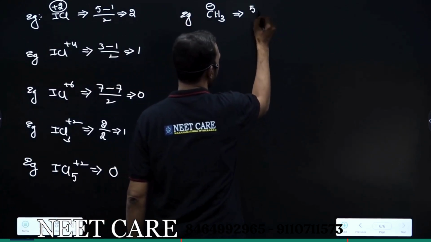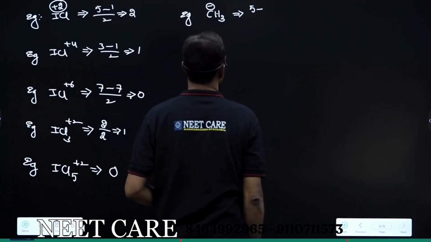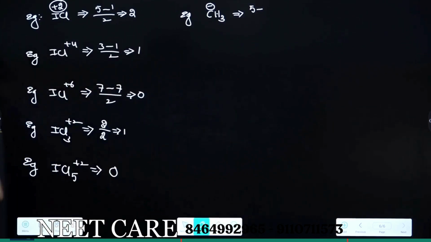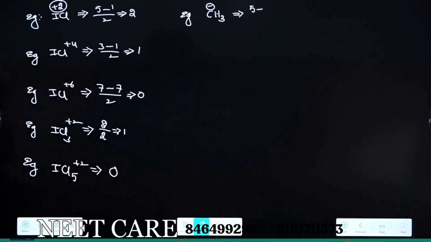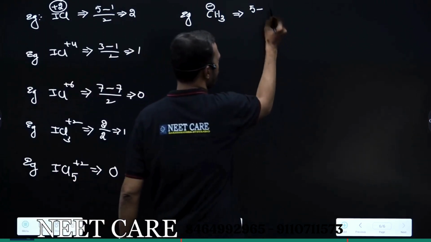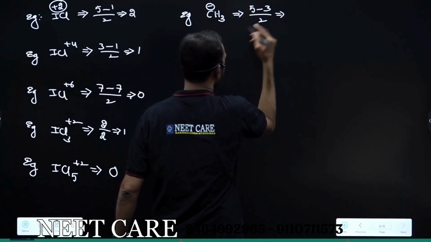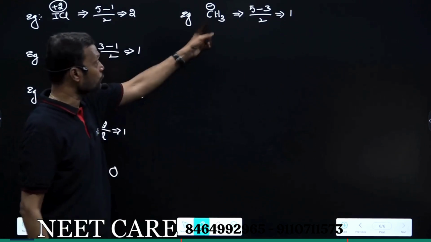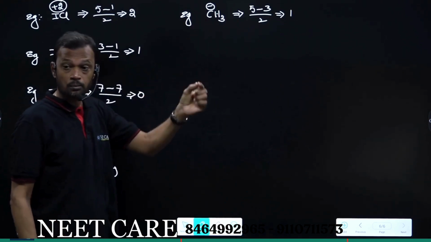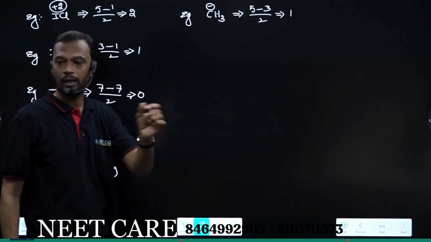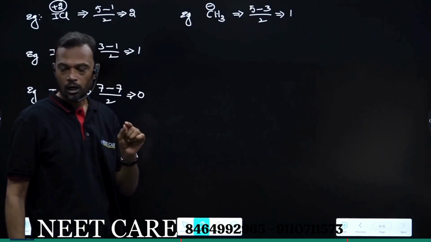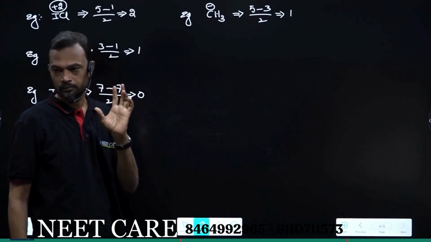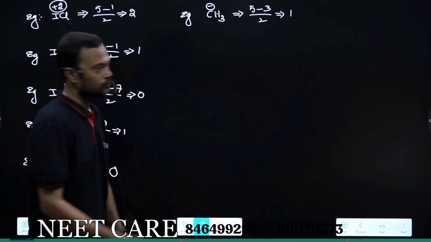5. 5 minus number of sigmas. So how many sigmas are present? 3 sigmas or not? So 5 minus 3 by 2. How much will you get? That is 1. So why did I write 5 even though the group number is 4? Because carbon bearing negative charge means it is a carbanion. Carbon, if it loses 1 electron, means it is a carbocation whose valence is 3. Is it clear?